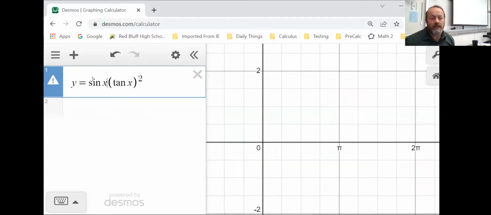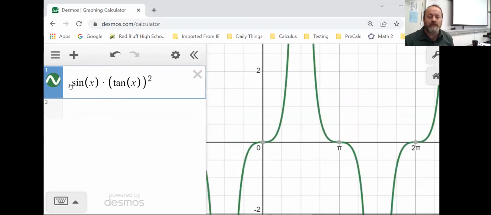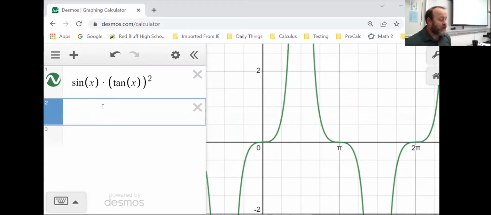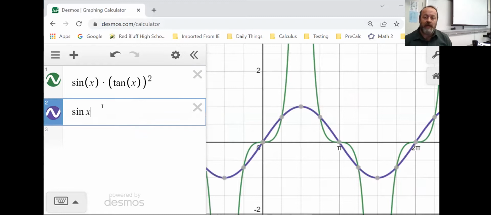Okay, why does it not like that? I guess I'll put a times there in the middle. Sine of x times the tangent of x squared. I don't know why it doesn't like this thing. Sine of x. Maybe it needs a parentheses around that. Oh my goodness, it did. It wanted a parentheses there. And I wanted to know, when is that equal to just the sine of x?